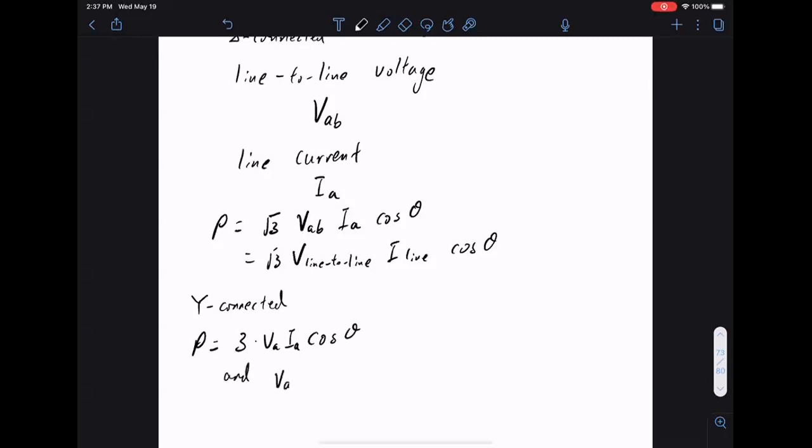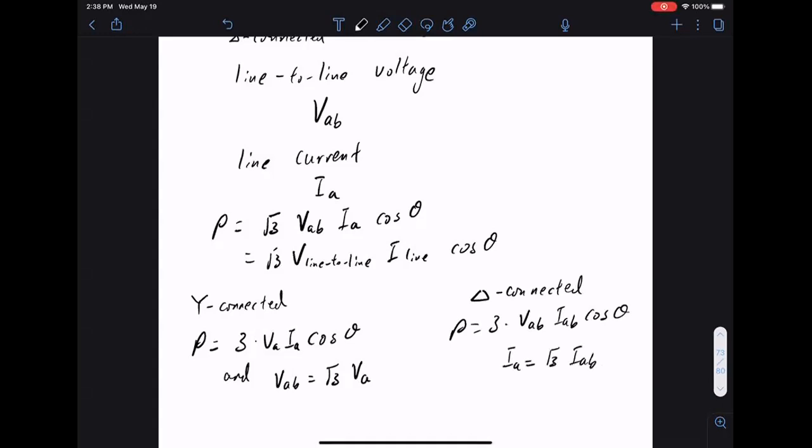And we know that the line-to-line voltage is √3 times the phase voltage. So you can substitute VAB into the above equation to recover the √3 factor. As Y connected, P is 3 times the phase voltage times the phase current times cosine of the angle, which is 3 times the line-to-line voltage times the phase current times cosine of the angle. But here we know IA is √3 times IAB, so this recovers the equation up top, right?